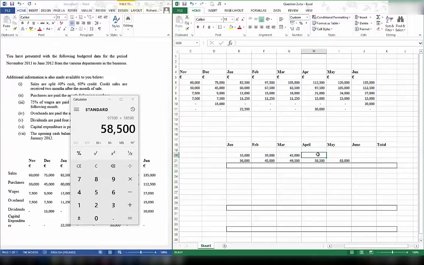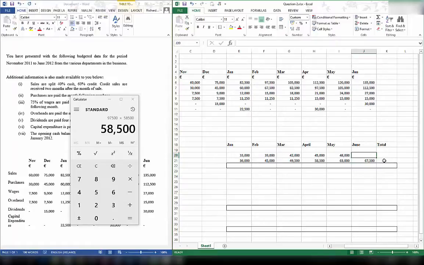In April, we had 40% of 112,500, which was 45,000, and we had credit sales of 67,500, so 60% of 112,500. In May, we had sales of 120,000, of which cash were 48,000, or 40% of 120,000. And 2 months on is out of our range. It's in July. We don't need it right now.